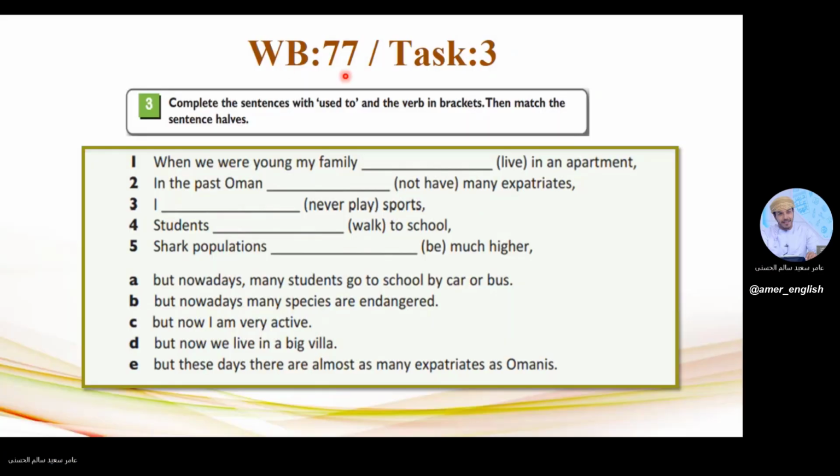Very good. On page 77 of workbook, in task number 3, you are supposed to complete the sentences with used to and the verb in brackets. Then match the sentence halves. Okay, so here you need just to work on these sentences, like this example. Number 1, when we were young, my family, here we have live. So try just to put what? To put used to. Used to live in apartment. Okay, it will become like this. You can pause the video again and complete the rest of the questions yourselves, and then you can check them with me. Go ahead.